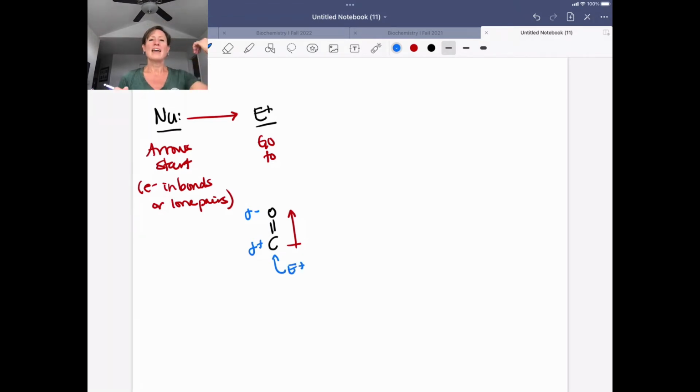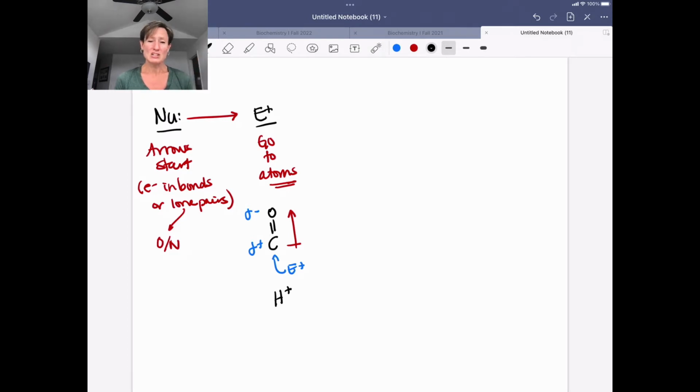So again, we have arrows that start at electrons that are in bonds or lone pairs on atoms, and I should highlight that those lone pairs are generally on atoms such as oxygen or nitrogen, and they are going to go to atoms. Okay, and here we see one of the atoms that we often go to. It's the carbon of a carbonyl containing functional group.